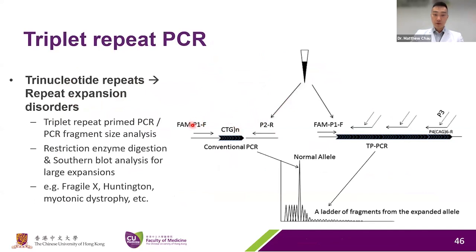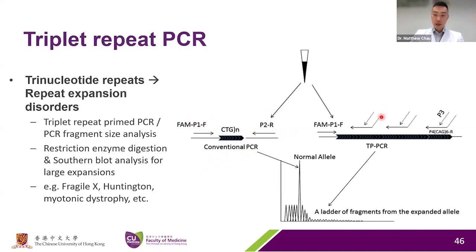Conventionally, we would aim to amplify the triplet repeat with a forward primer and a reverse primer flanking the repeat region. So the risk of just doing this is that you can amplify small repeats. However, when these repeats get very large, basically the PCR fails for the larger allele, and this would result in allele dropout, which would look like homozygous normal in that case.